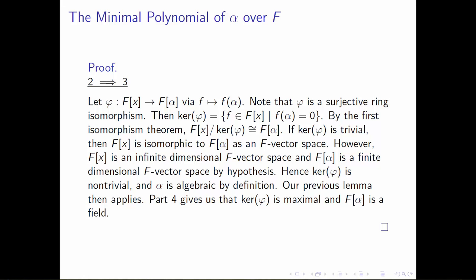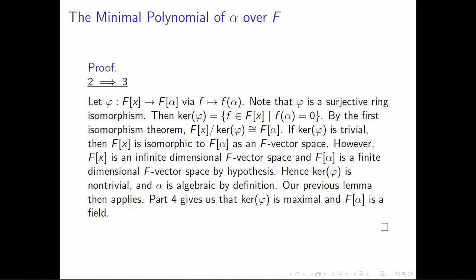And because we have a surjective ring homomorphism, we know by the first isomorphism theorem that F adjoined x mod the kernel of phi is in fact isomorphic to F adjoined alpha. And that is really and truly what I want here. I really and truly mean isomorphic at this point in the proof.